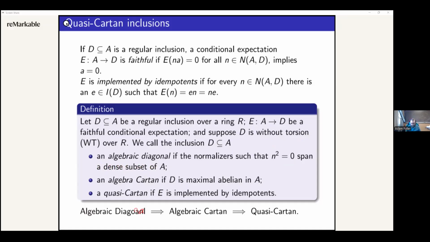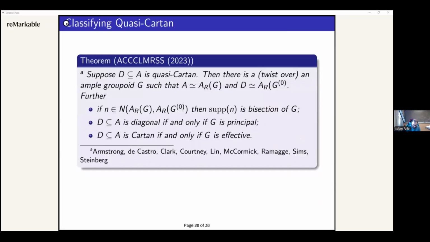So the question then is, when we have a quasi-Cartan inclusion or a Cartan inclusion or a diagonal inclusion, do we have this intermediate algebra result? First thing to note is that we do have an analog to the Kumjian-Renault descriptions. Whenever we have a quasi-Cartan inclusion, then we have a groupoid description. It's actually a twist, which I've just written in terms of the groupoid. This is actually a twisted Steinberg algebra in general.